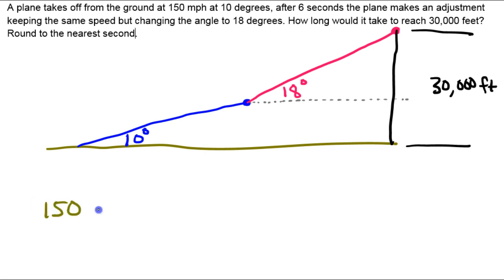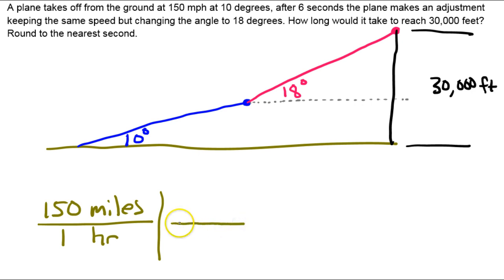miles per hour. So here's how I do unit conversion. Alright, so miles, 150 miles per every 1 hour. Okay, that's what we started off with. Now I want to convert this over to feet and seconds. So here's what I do. I'm going to multiply by some fractions here. Now, I don't want miles, I want feet.